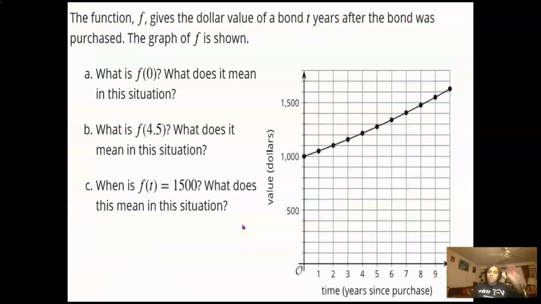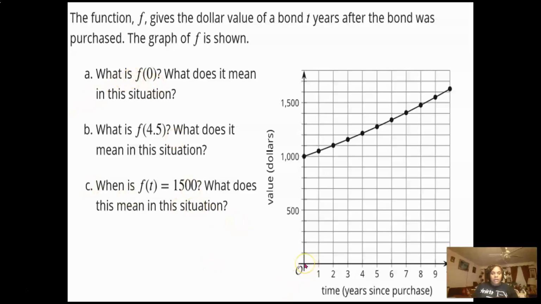So the function f gives the dollar value of a bond t years after the bond was purchased. The graph of f is shown. What is f of 0? What does it mean in this function? So what is a function of 0? What does that mean in this function when f of 0?